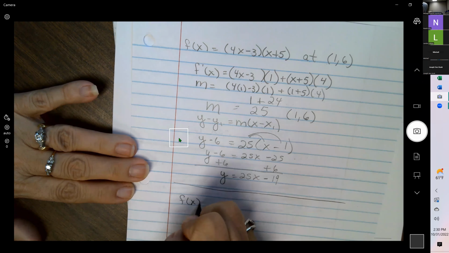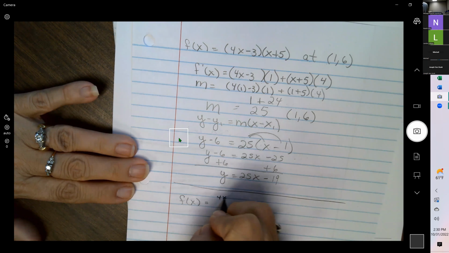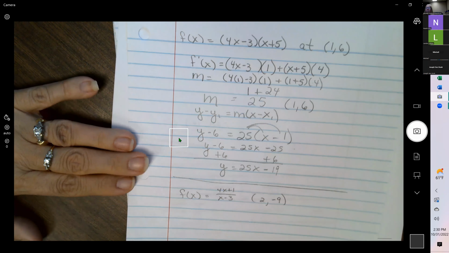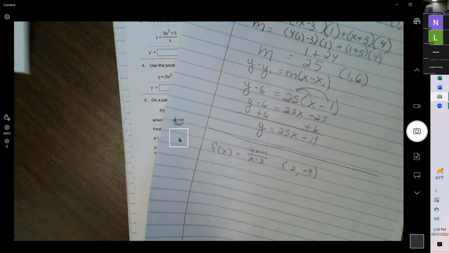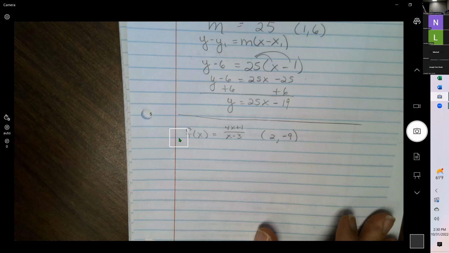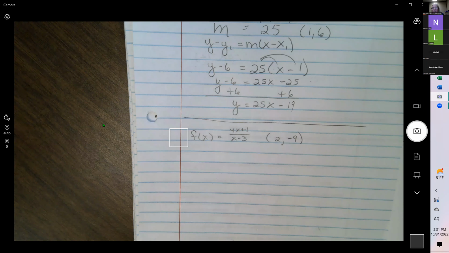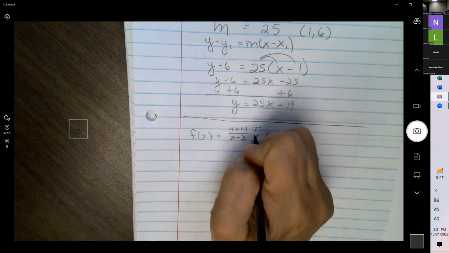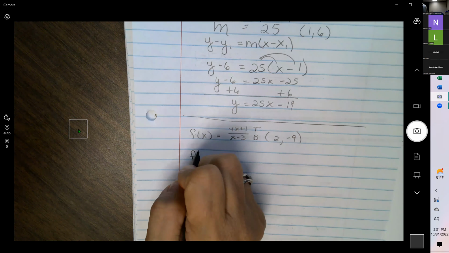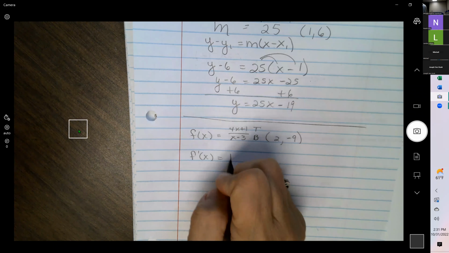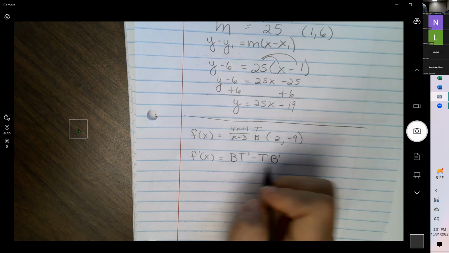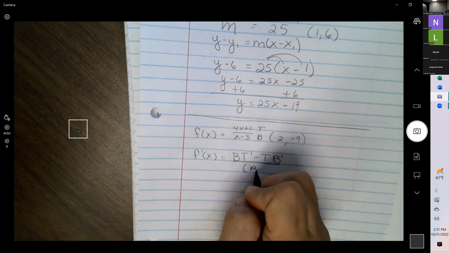For the fraction, to find the slope of the tangent line, and then the equation, we need to take the derivative. Remember, this one's top and bottom. It's bottom times the derivative of the top minus the top times the derivative of the bottom all over the bottom squared.